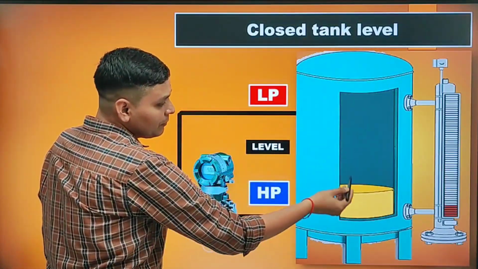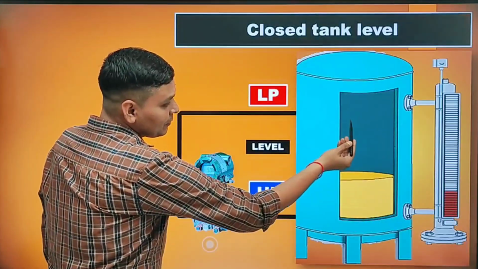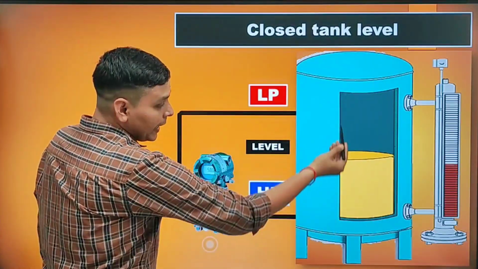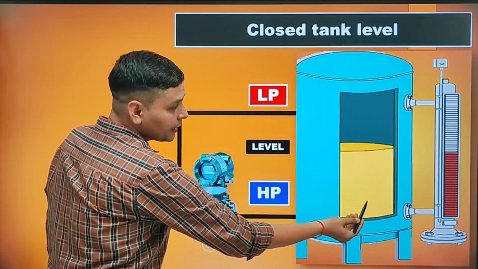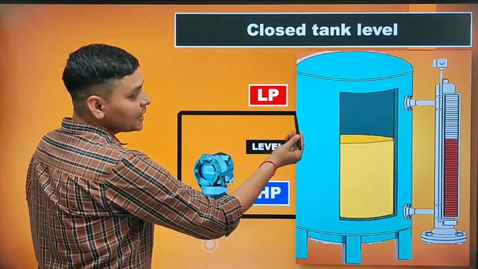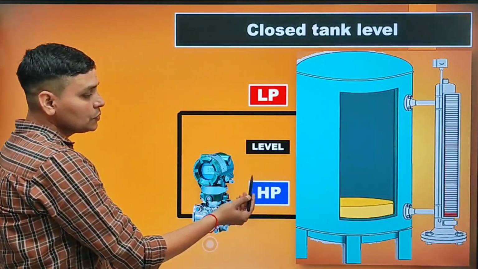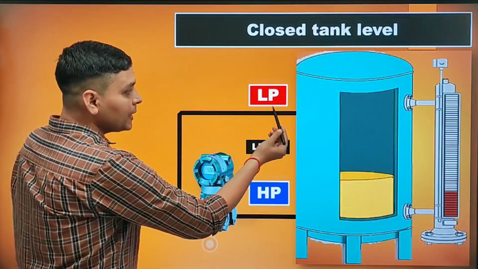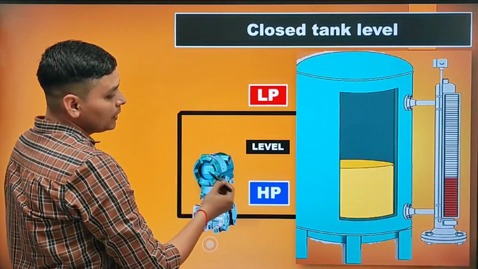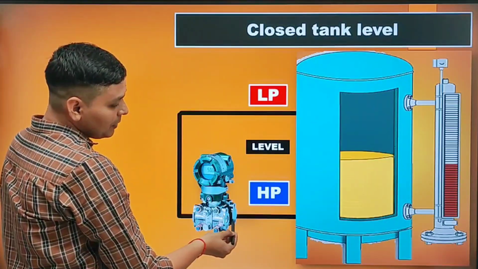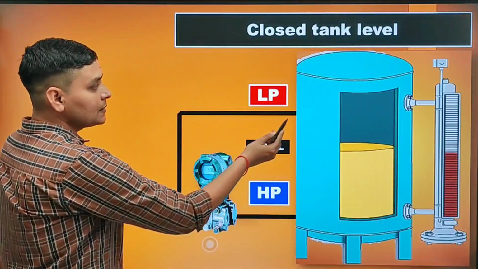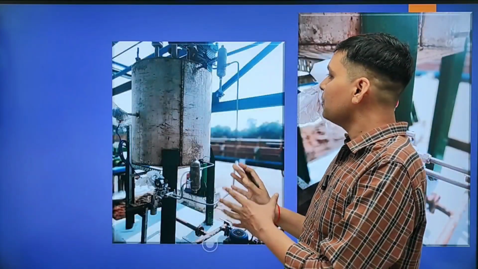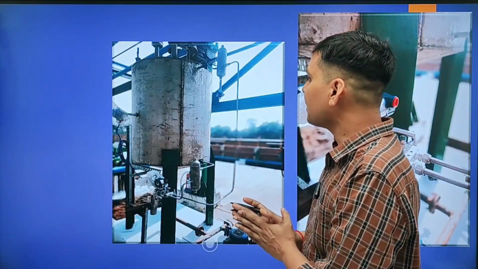Okay, when liquid will fill in this tank, liquid will exert pressure on bottom side. So at bottom side pressure will be high and at upper side pressure will be low. So lower tap will be high pressure tap and upper tap will be low pressure tap. So this tap will be connected at HP port and this tap will be connected at LP port. It will be more clear to you from this figure.